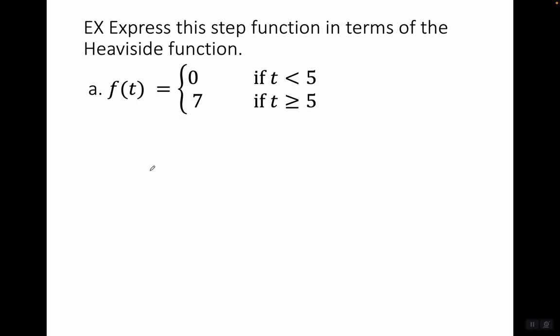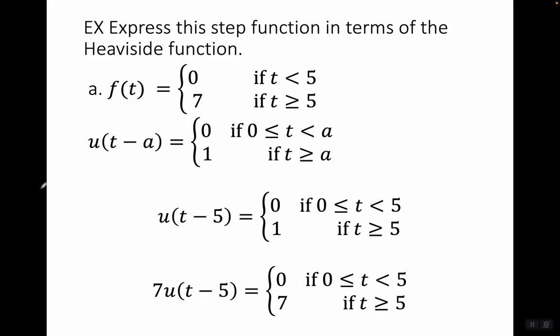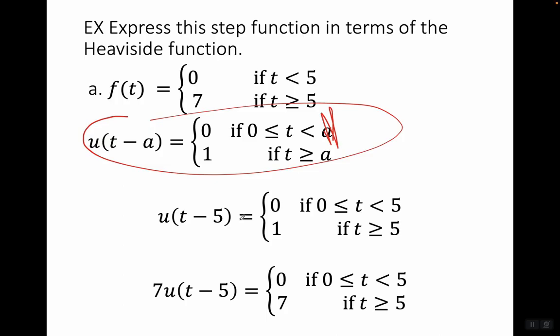Express this step function in terms of the Heaviside function. F of t equals 0 for t less than 5, and 7 for t greater than or equal to 5. Okay, so again, here's the Heaviside function, u of t minus a. We can see that a equals 5 here. So we're looking at u of t minus 5. It's 0 between 0 and 5, and it's 1 for t greater than or equal to 5. We don't want it to be 1, we want it to be 7, so we just multiply by 7. 7 u of t minus 5 is 0 for t between 0 and 5, and it's 7 for t greater than or equal to 5.